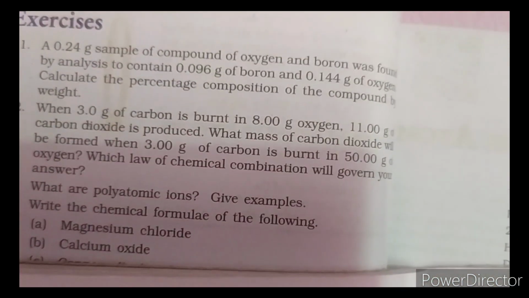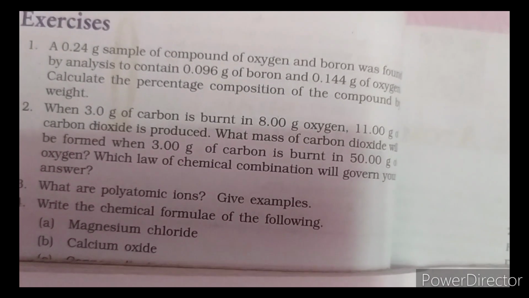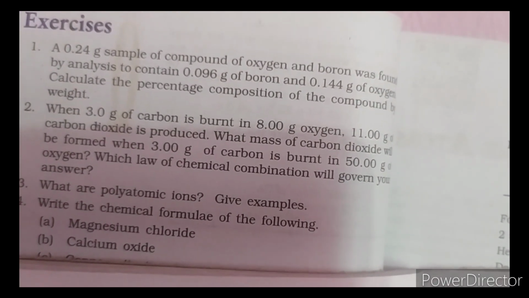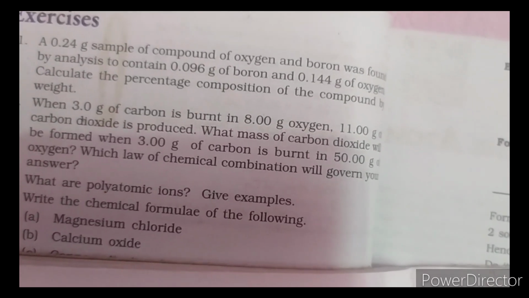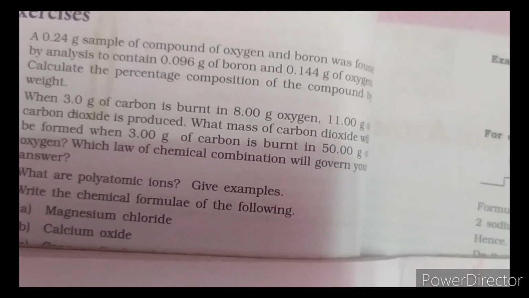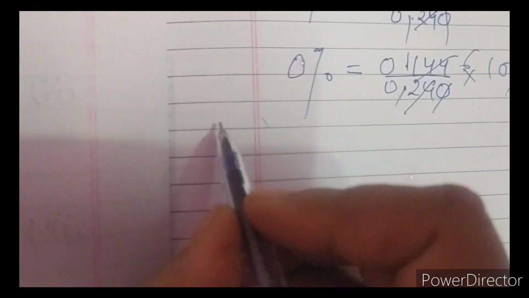Next question is, when 3 gram of carbon is burned in 8 gram of oxygen, 11 gram of CO2 is formed. And what mass of CO2 will be formed when 3 gram of carbon is burned in 50 gram of oxygen, and which law will govern your answer? So you can see here answer number 2.